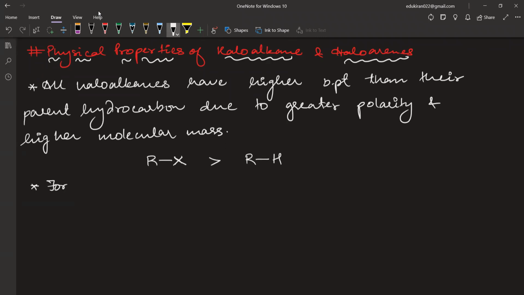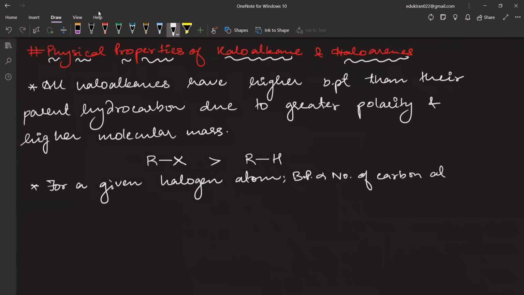For a given halogen atom, the boiling point will be directly proportional to the number of carbon atoms. That means if the carbon atoms increase, then the molar mass will increase, so the boiling point will also increase. So I can say that CH3X, this X can be anything, it can be fluorine or anything, will have lower boiling point than CH3CH2X.